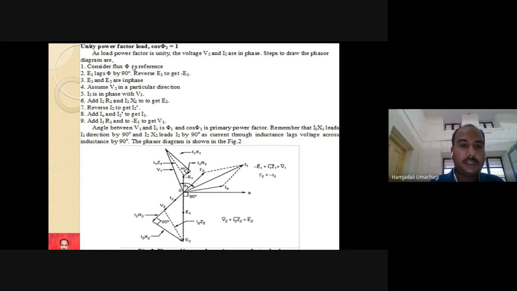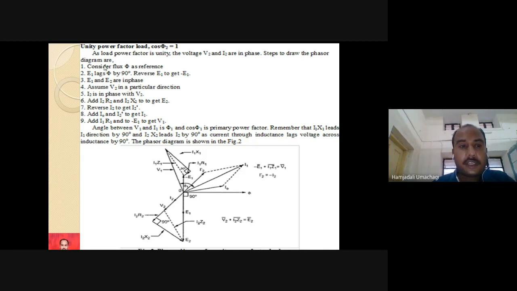First time when you are studying, you may not understand how to draw this phasor diagram. For that sake, directions are given here on how to draw it. So don't write all these steps. They are not necessary. Just the circuit diagram, notations and KVL equation, and then directly you can draw the phasor diagram. These steps are just for your understanding. Now, as load power factor is unity, voltage V2 and current I2 are in phase.